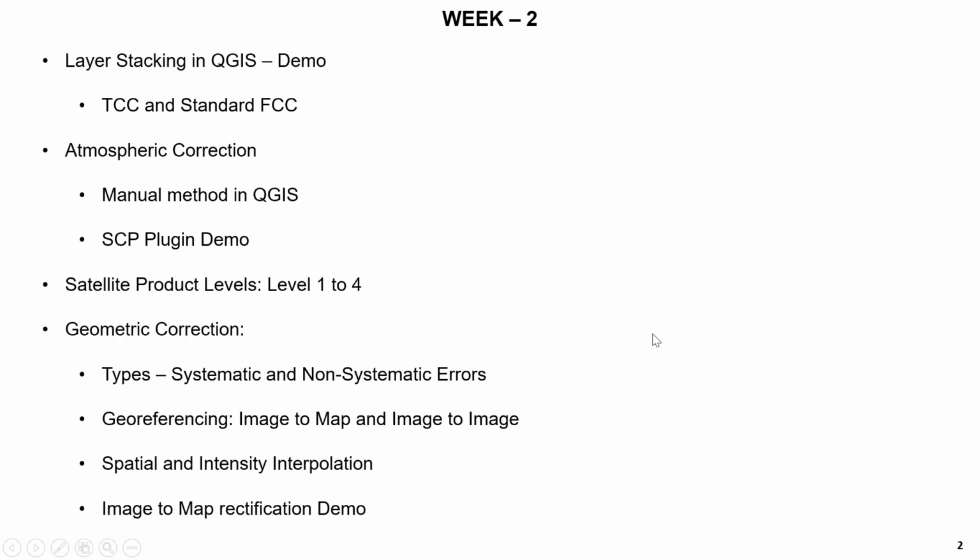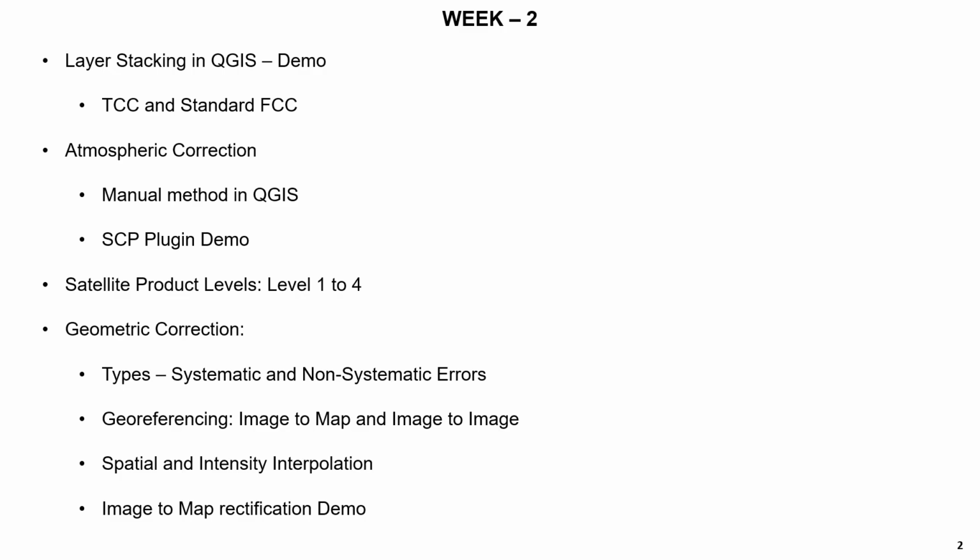Then we saw what is geometry correction. Then what are the types? We have two types: systematic and non-systematic. Systematic errors are already corrected, and they will be given to us as a level 1 product. And further, if you want to correct the non-systematic errors, we can do the correction by using georeferencing, where we saw the ground control points and how many points are required to correct for a polynomial. Then we saw how to do spatial interpolation and intensity interpolation.